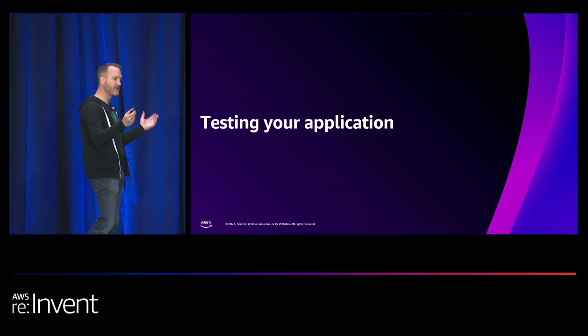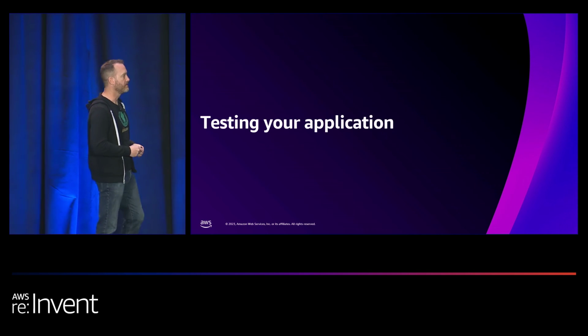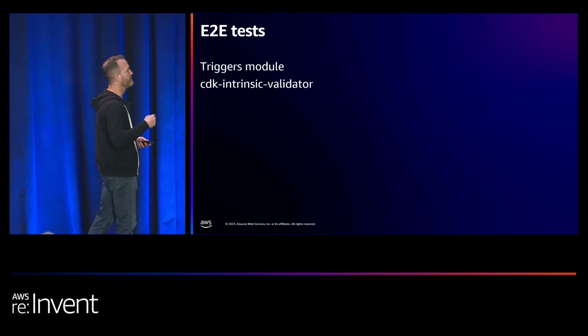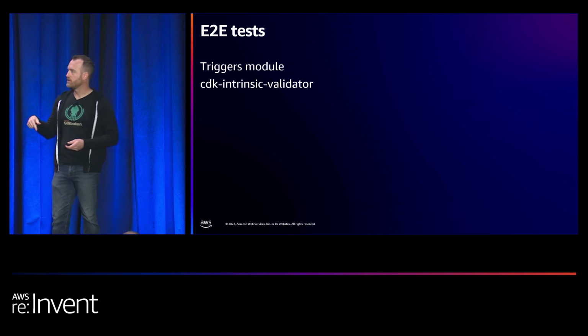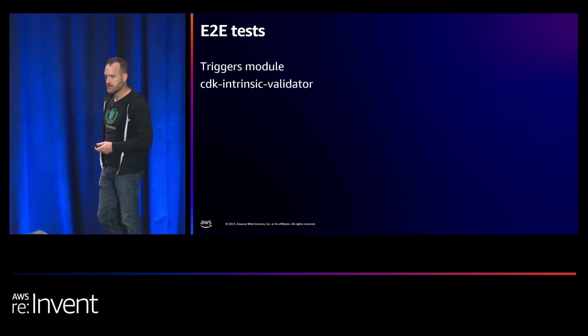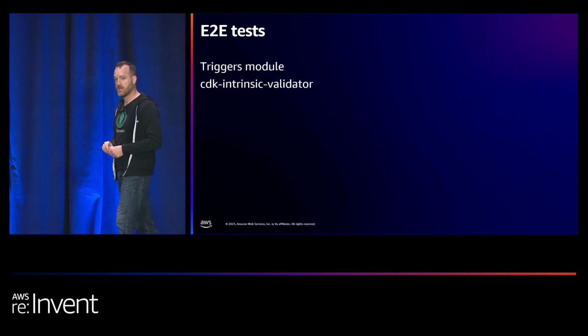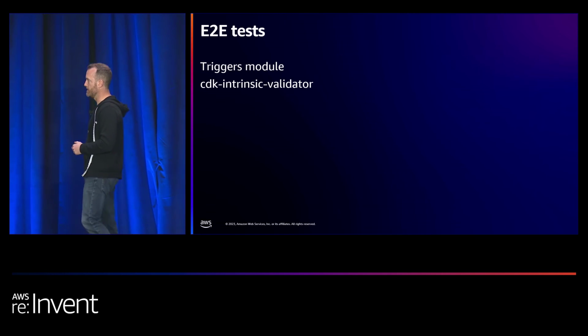But even if you get things deployed out into an application, that doesn't mean things are actually working. Testing our applications is very hard. So what can we do now? Well, the first thing is you can use the triggers module from within the CDK itself, or you can use the CDK intrinsic validator, a third-party construct generated by a guy named Josh Kellendonk. He is fantastic. I love this thing. I've been using it on a lot of projects for quite a while now.